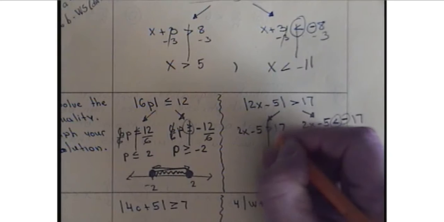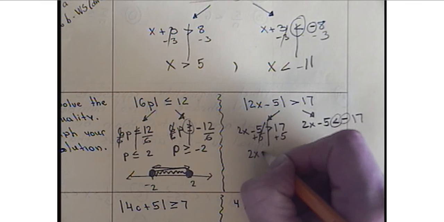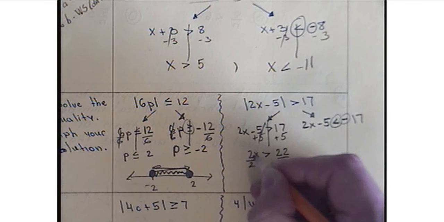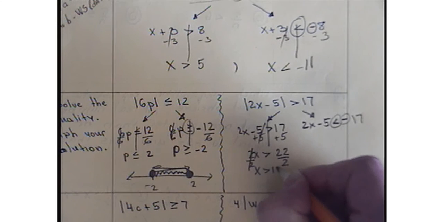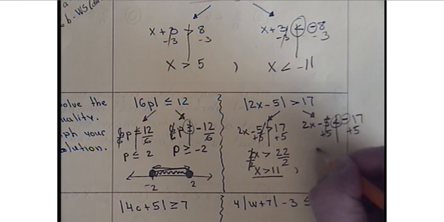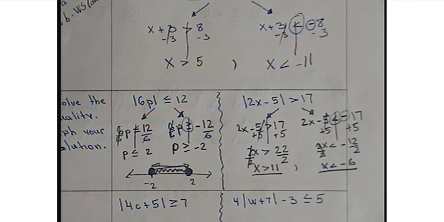Okay, solve it. Plus 5, those two cancel, 2x greater than 22. Divide by 2, so x will be greater than 11, which is the first answer. Solving this one, we add 5, so we get 2x is less than negative 12. Then we divide by 2, so x is less than negative 6, which will be your second answer.